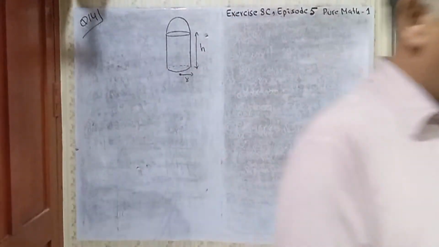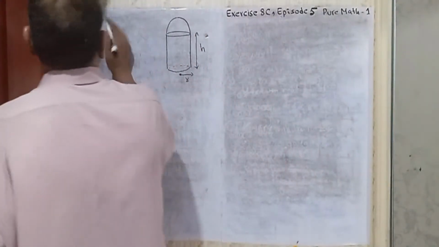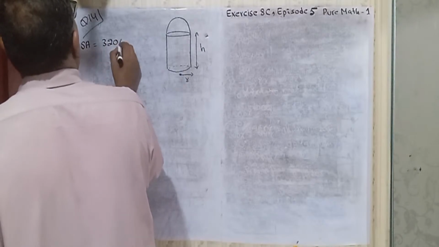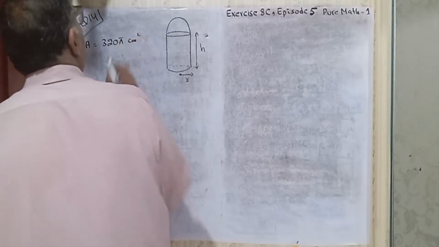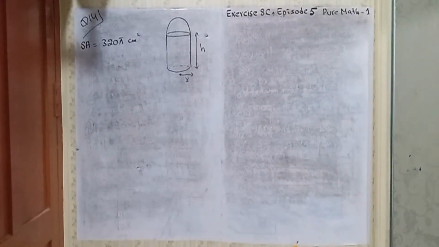The diagram shows a solid formed by joining a hemisphere of radius r centimeter to a cylinder of radius r centimeter and height h centimeter. The surface area of the solid is 320 pi centimeter square. It is given in the question. So I have to express h in terms of r.